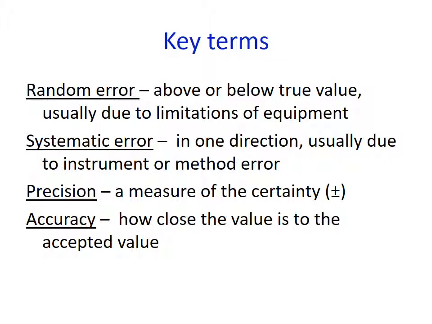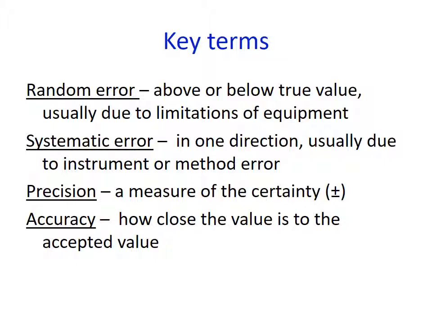So the first key term we will look at is the idea of the two different types of errors. So there are two types of errors: random error, which is above or below a true value and usually due to the limitations of equipment, and systematic error, which is in one direction and usually due to an instrument or something wrong in your method.